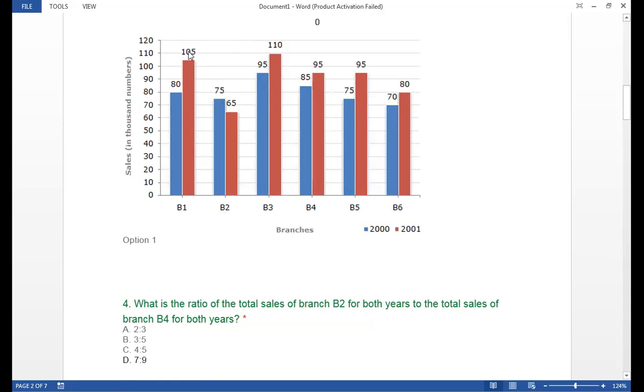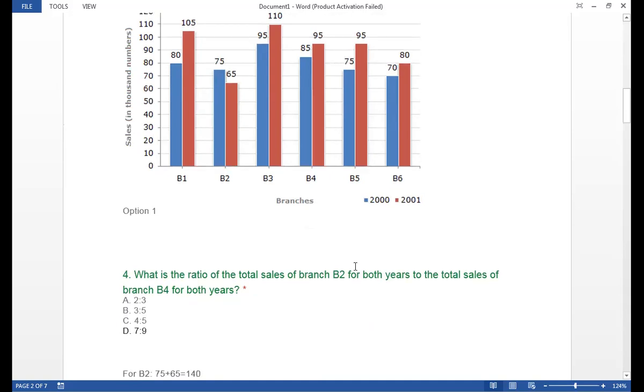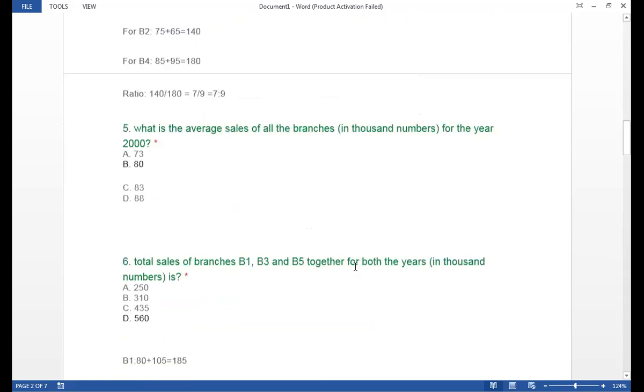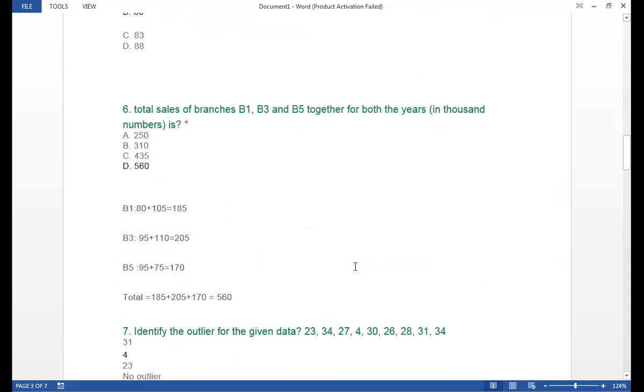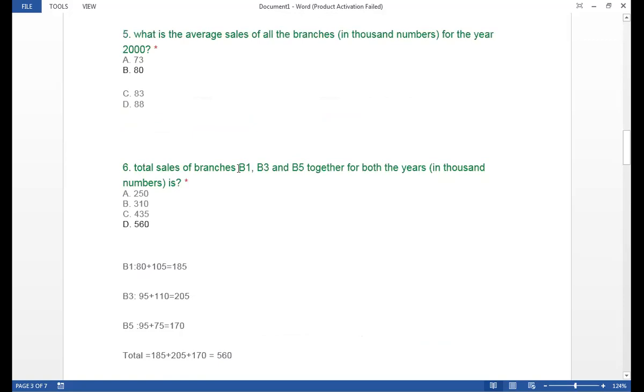Just to not waste my time, that's why I'm not going to solve this for you. Just do 80 plus 105 plus 75 plus 65 plus. So add everything together, then divide by how many branches? 6. And you are going to get your answer for that. That's very easy too. All right, for question 6, B1, B3, B5. The question asks, what is the total sale for all of this? B1, B3, B5. This is quite easy.